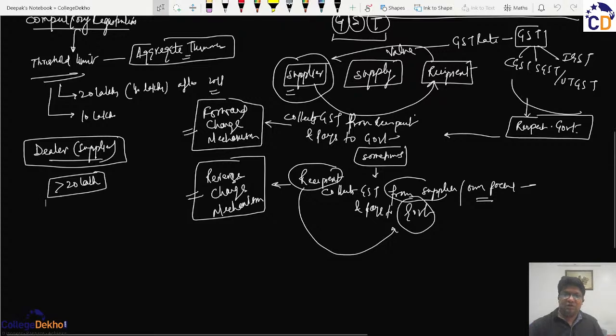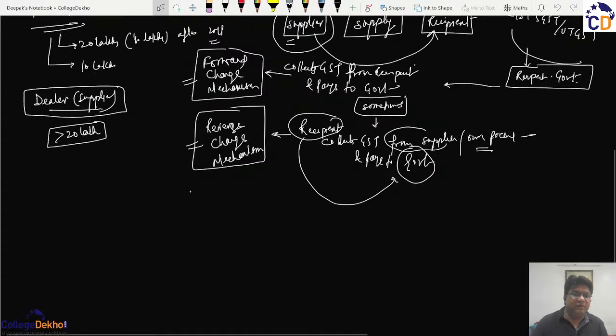Further, when we talk of this limit of 10 lakhs, it is specific to certain states which are small in size, and therefore this turnover of 20 lakhs is too big for them.